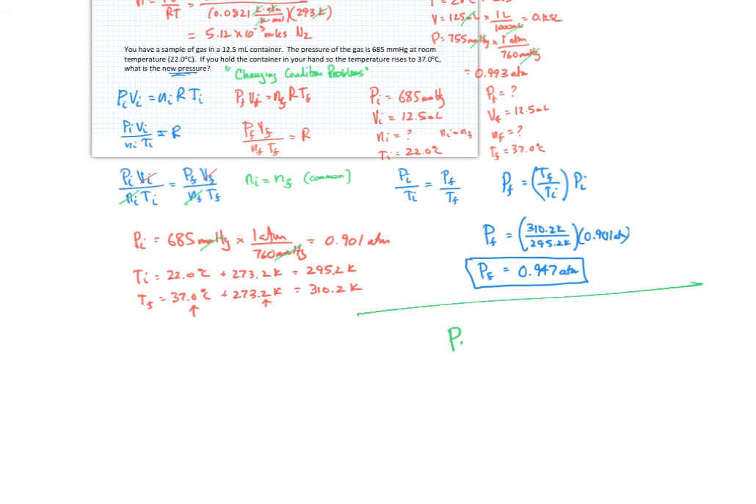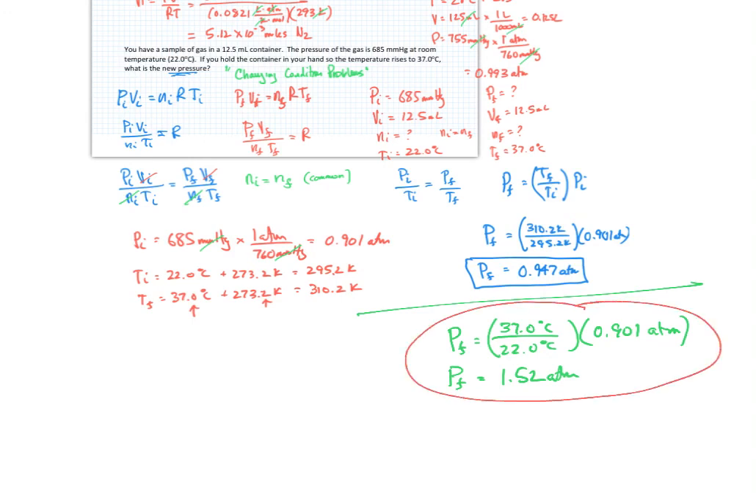So if we have P final equal to 37.0 degrees C divided by 22.0 degrees C times 0.901 atmospheres, that is going to equal 1.52 atmospheres. You see, we do not get the same answer. And in fact, this one is incorrect. So put an X through that. So make sure that you convert the temperatures to Kelvin and do not leave them in degrees C, or you're going to get the wrong answer.